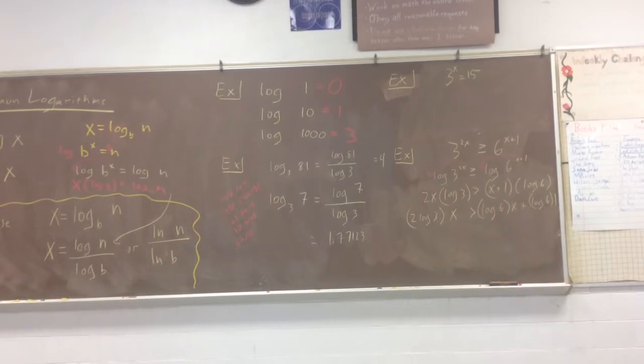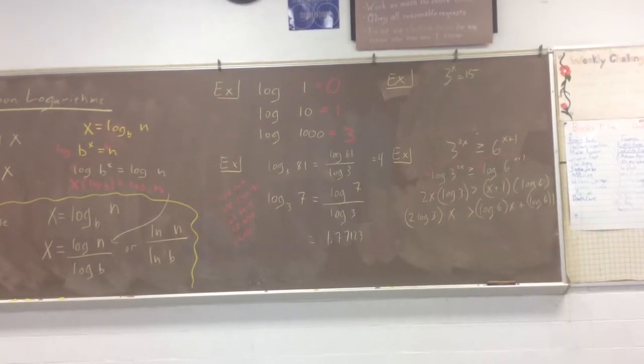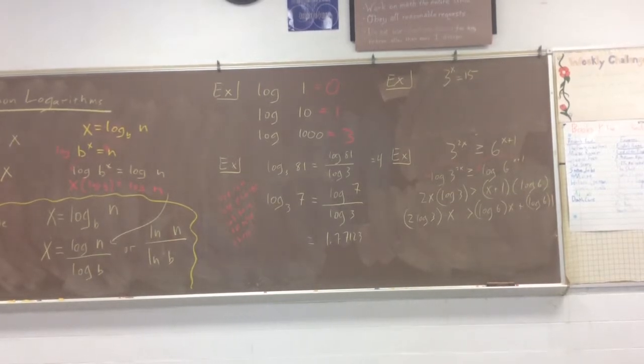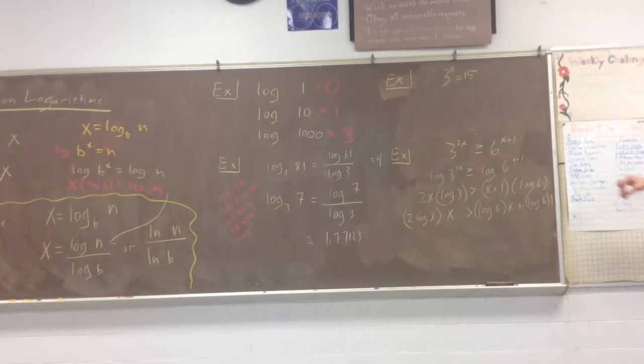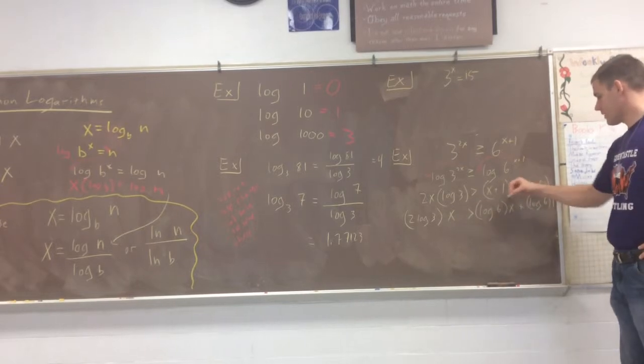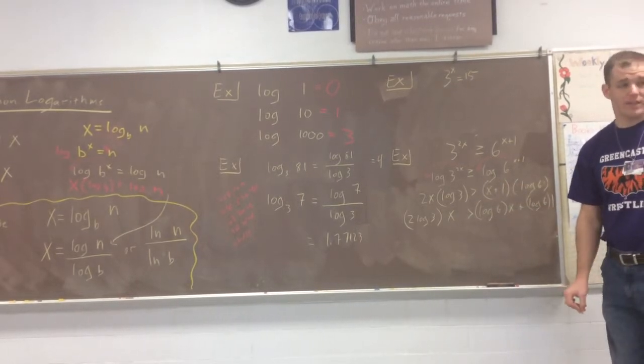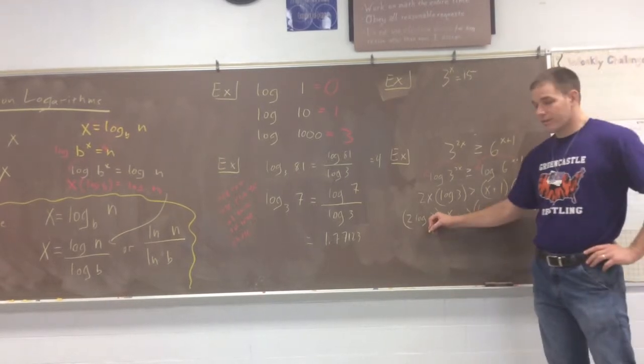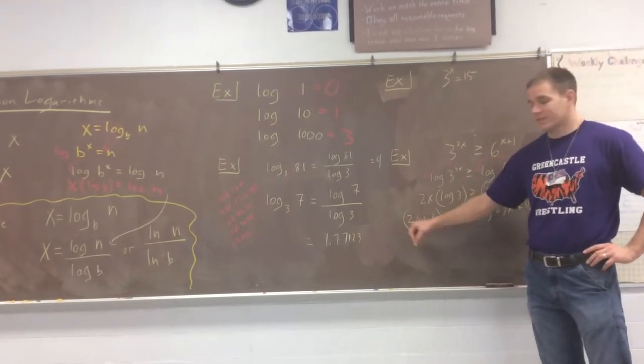Give you a moment to look at that. Do you see what I did there? I distributed the log of 6 to this and the log of 6 to this. I just didn't do it as a big, long, nasty decimal. I took the log of 3 and I doubled it. I just didn't do it as a big, long, nasty decimal.